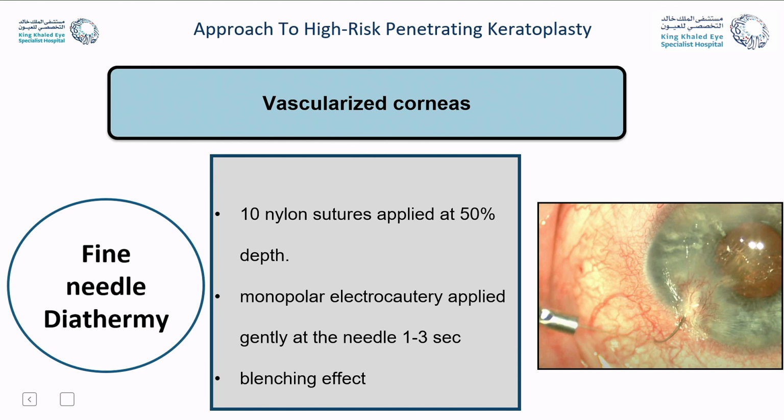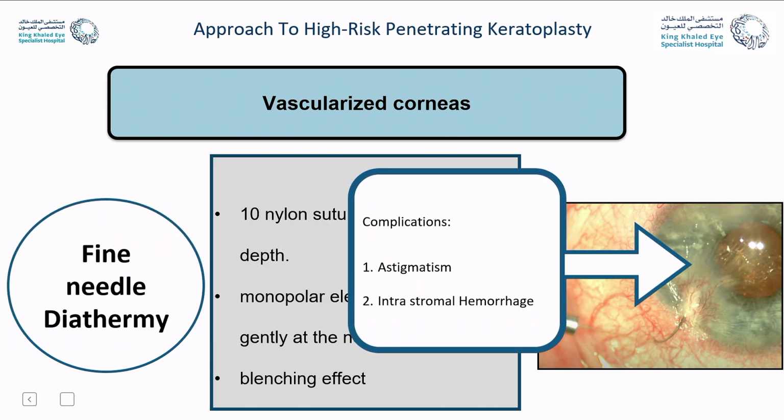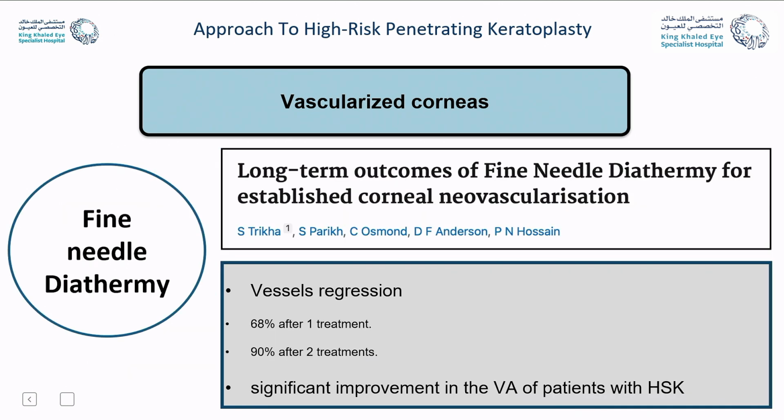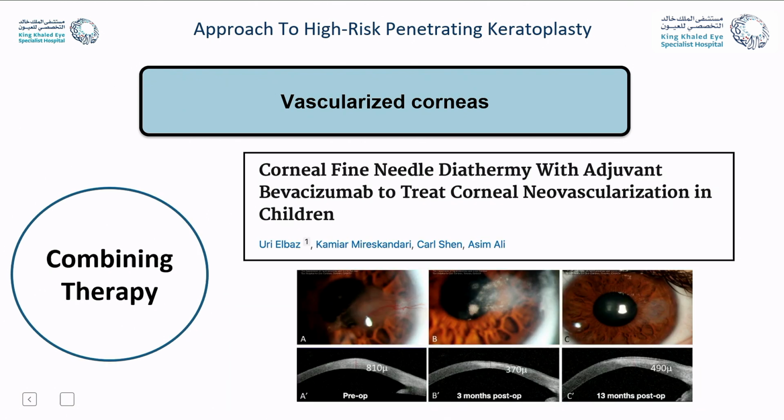Another technique is fine needle diathermy, where we use a 10-0 nylon suture applied at 50% depth with electrocautery for 1 to 3 seconds till we see a blanching effect. This is a simple, effective technique. However, it can be associated with complications, such as astigmatism related to scarring, or intrastromal hemorrhage. In a study that looked at the long-term outcome of fine needle diathermy for corneal neovascularization, the success rate was 70% in the first treatment and 90% for those patients who received 2 treatments, with a significant improvement of VA in patients with herpes simplex keratitis.